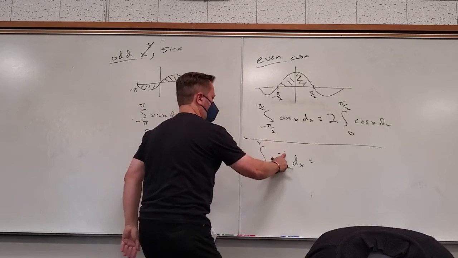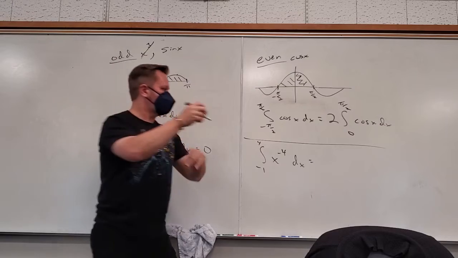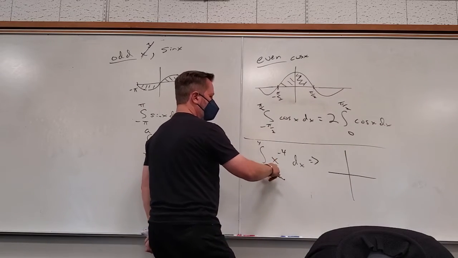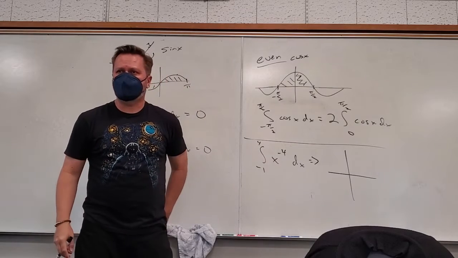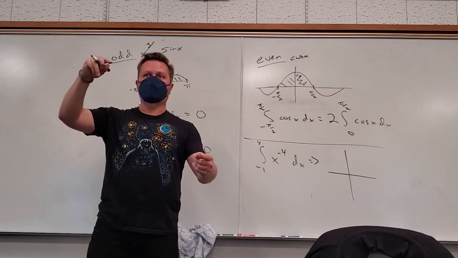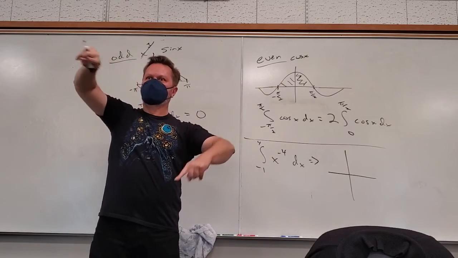Let me make this a little more interesting. Let me make it this. Well, that's really more interesting. It's basically the same thing, but the reason I did that is because if I look at this, does anyone know what x to the negative fourth looks like? What does 1 over x look like? X to the negative 1. You guys should know that one. Most basic hyperbola, right?